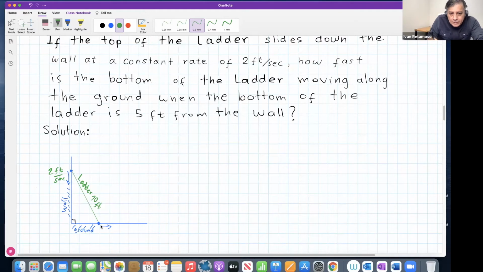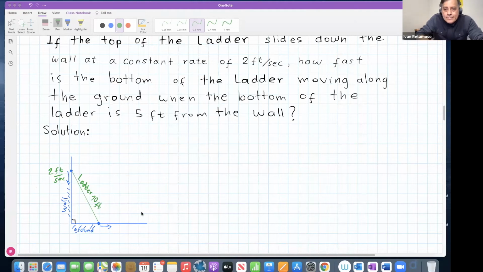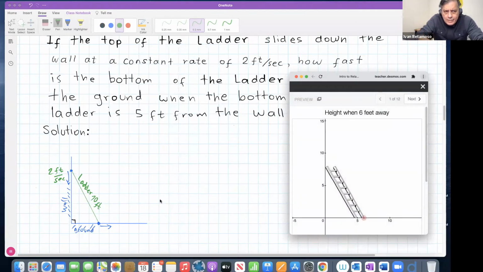And as a consequence of that, the bottom of the ladder is moving to the right, right? We don't know at what rate, we will find out, right? That's actually the question, right? But for you to understand this better, in our website, I have made it available for you to see this animation under course material, important links.